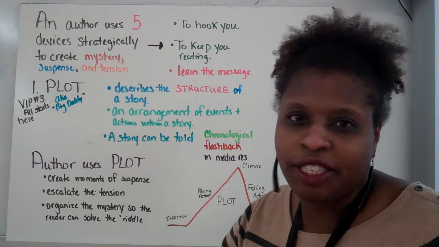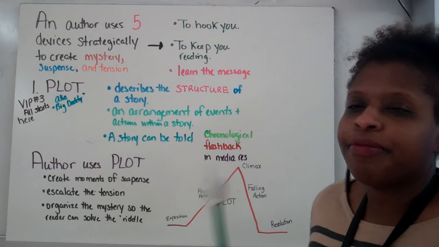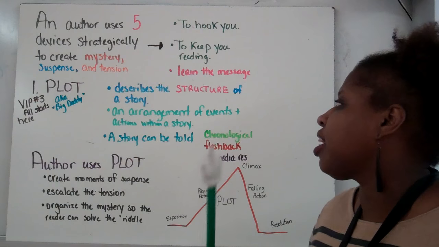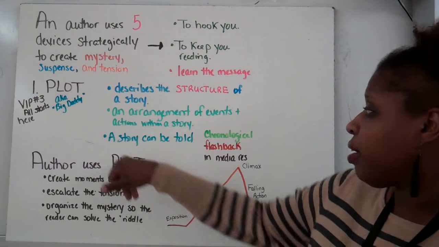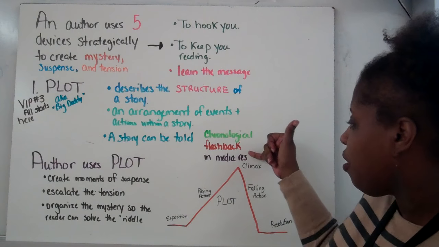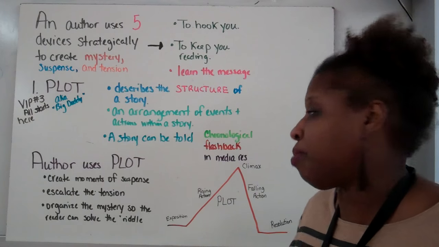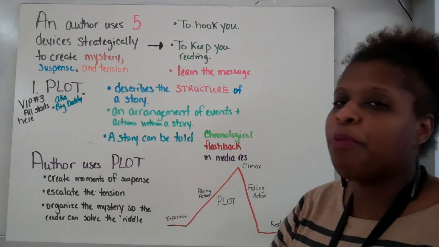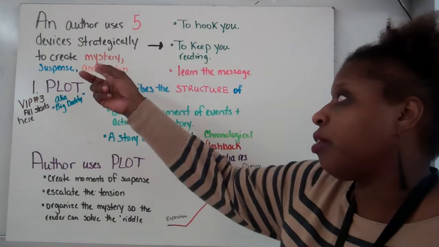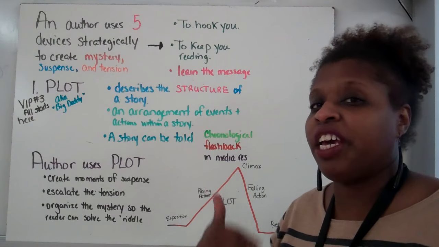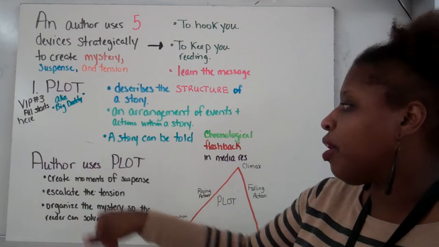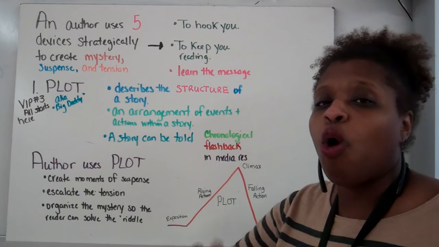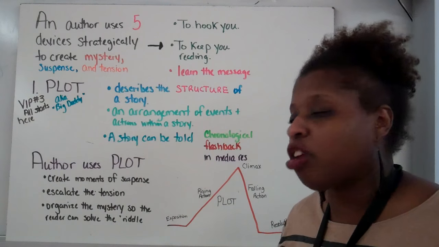So let's talk about the 5 devices really quickly. The first one is plot. Plot describes the structure of a story. It's an arrangement of events and actions within a story. Now, any story can be told chronologically, in flashback, or in media res, which means in the middle of. There's some movies that you literally catch in the middle. You don't know what happened before, but that creates, once again, suspense and mystery because it allows you to infer what you know. Now, an author uses plot to create moments of suspense, to escalate the tension, and to organize the mystery so the reader can solve the riddle.